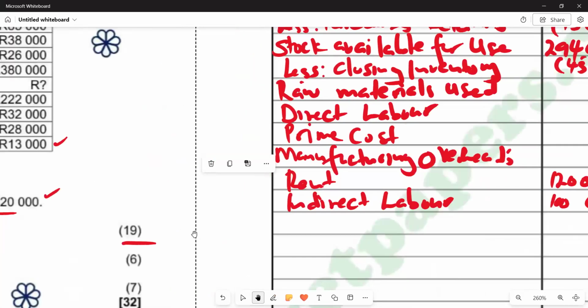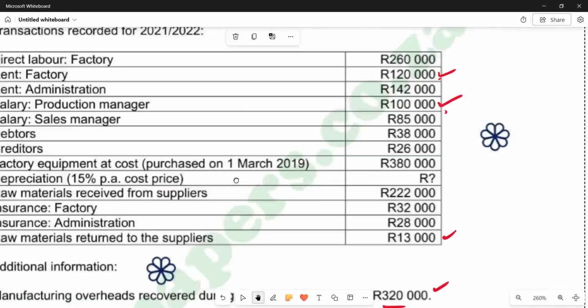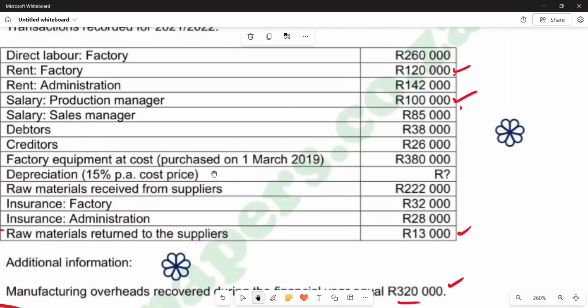Right, we can just try to see beneath that what we have, beneath 100,000. We have debtors, which is not an overhead, creditors, not an overhead, factory equipment, and there's a depreciation of 15%. So depreciation of this factory equipment is also an overhead. So it will say 15% of 380,000. So we are saying depreciation on factory equipment. In other words, we are saying 15%, which is 0.15 as a decimal, multiplied by 380,000.